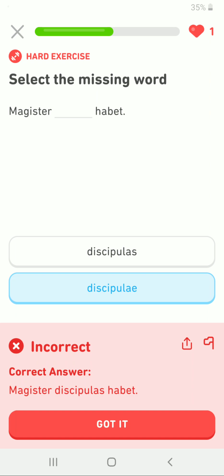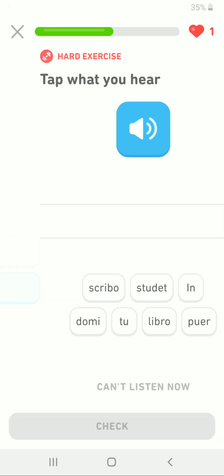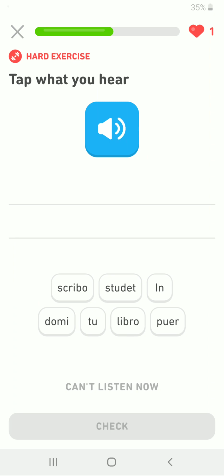So now I'm guessing that there might be something wrong. Maybe because of the verb habet. So the verb to have. So if you have something, maybe you keep it in nominative. That might be the reason why. So let's see. Scribo.